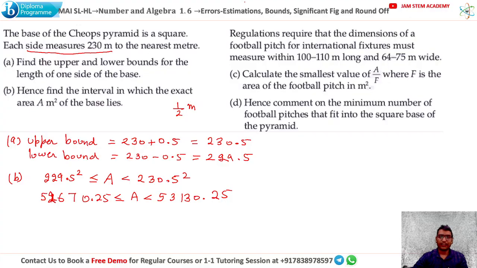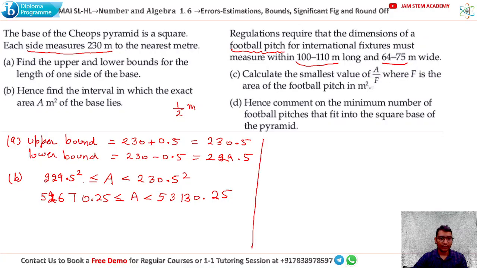Now, C part. It says regulations require that the dimension of a football pitch for the international fixture must be between 100 to 110 meter long. So there is a range for the length. Similarly, there is a range for the width. Width should be between 64 to 75 and length between 100 to 110 meter. Now it says calculate the smallest value of area A by F, where F is the area of the football pitch and A is the area of the base of the pyramid.